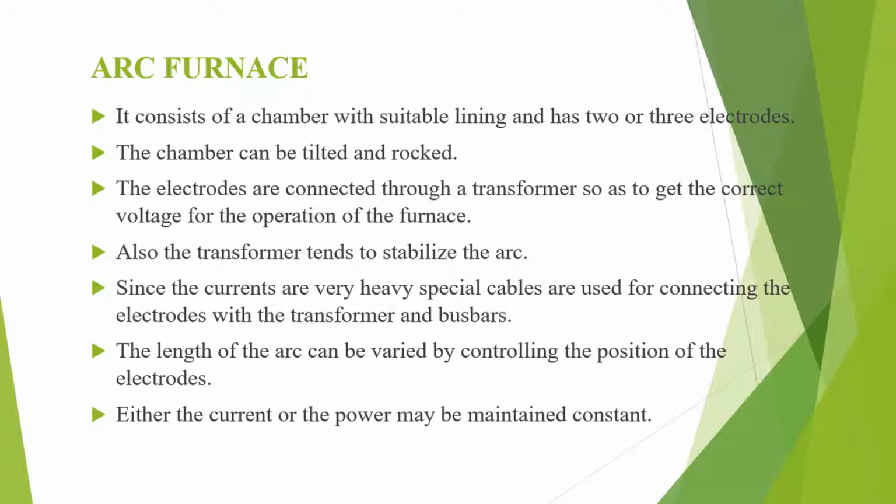The chamber has a tilting mechanism for removing the molten metal and a rocking mechanism for thorough mixing of the charge so that uniform heating of the charge takes place. The electrodes are connected through a transformer so that they get the correct voltage for the furnace operation. Also, the transformer will tend to stabilize the arc.